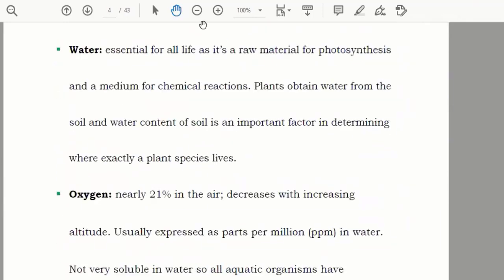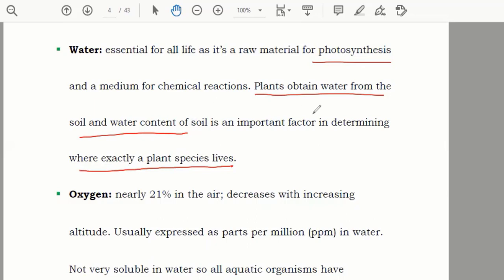After that, we talk about water. Water is essential for all life, and it is mainly responsible for the producers, where they make food by using photosynthesis. Plants also obtain water from the soil, and the water content of the soil is an important factor in determining where exactly a plant species lives. Now you know that, for example, this is the soil.